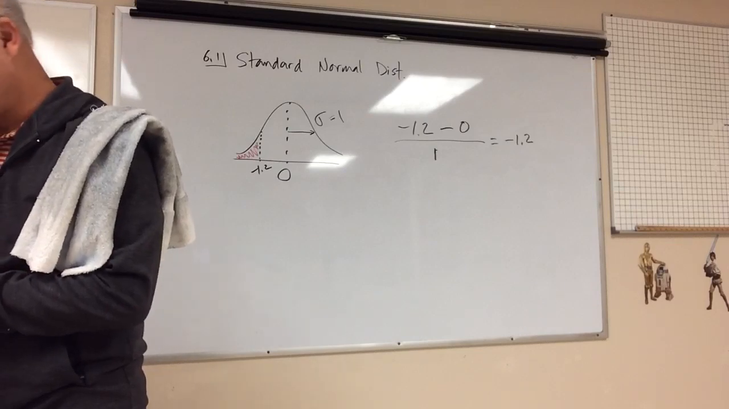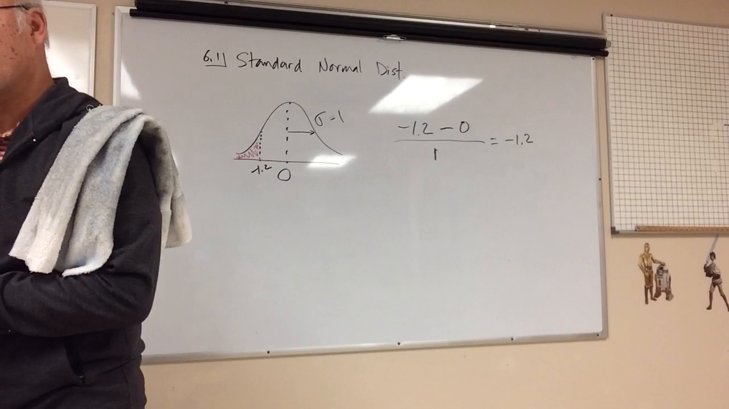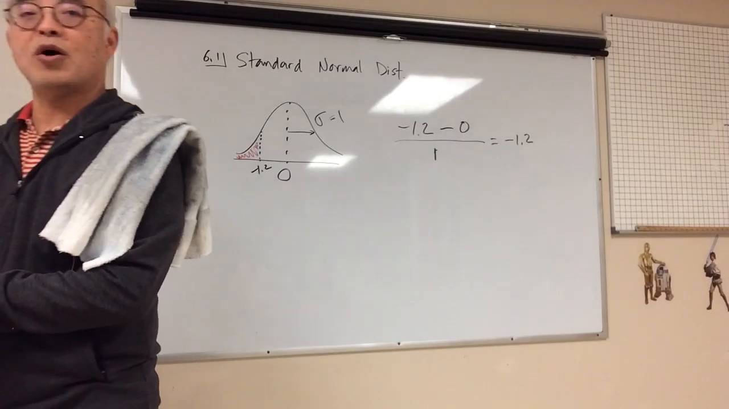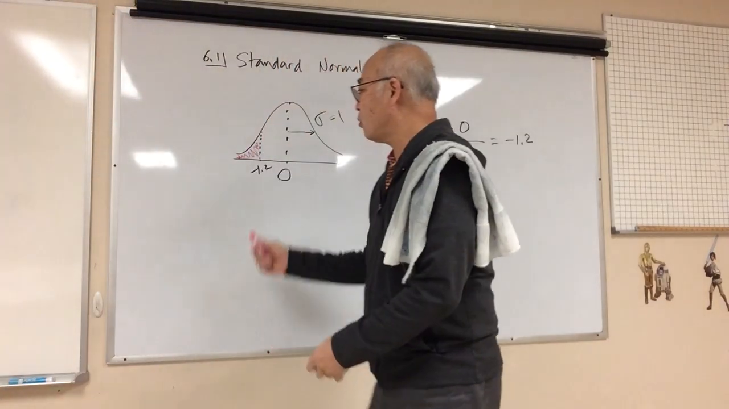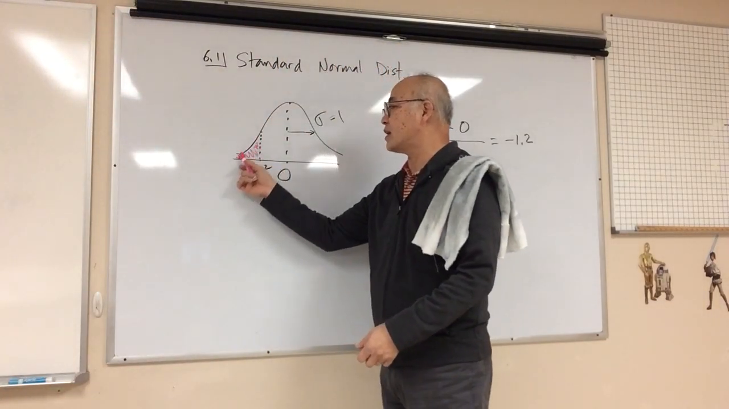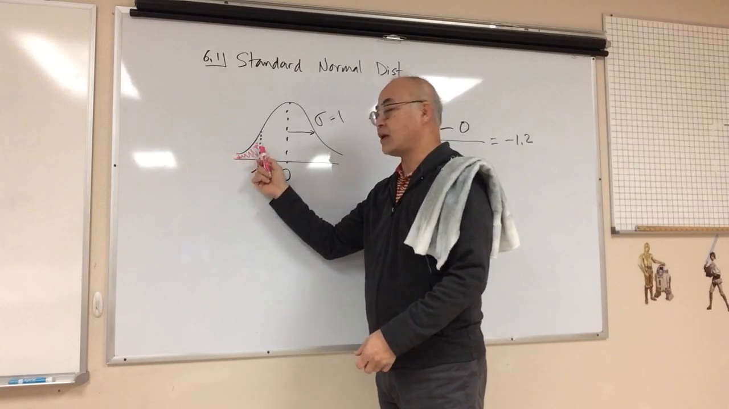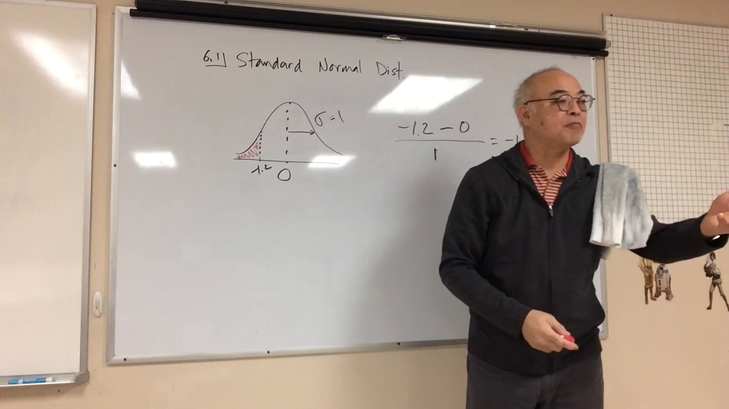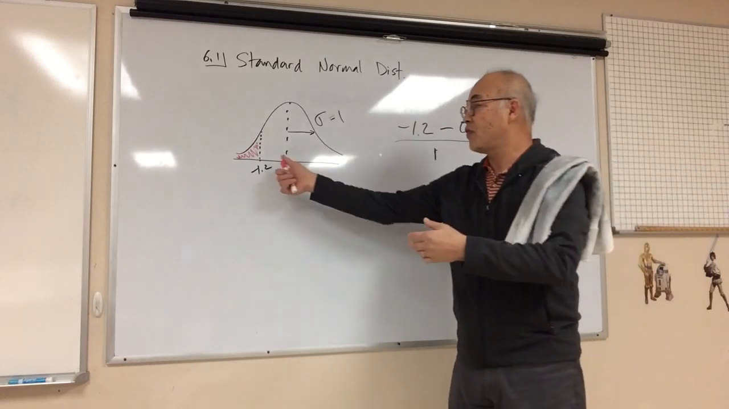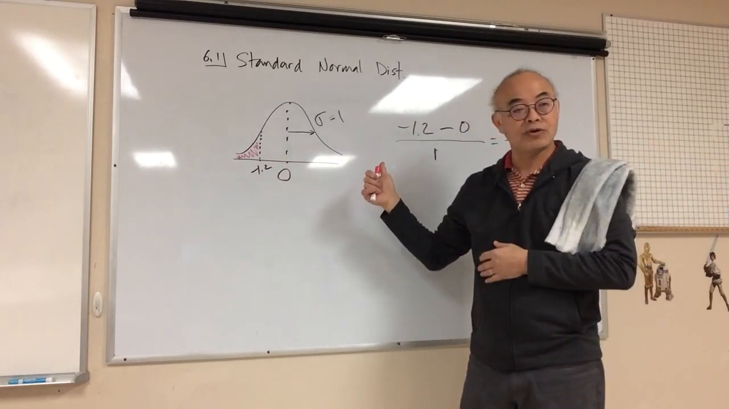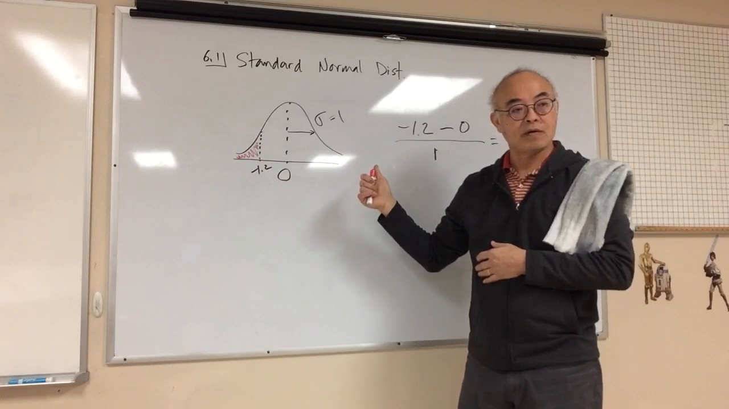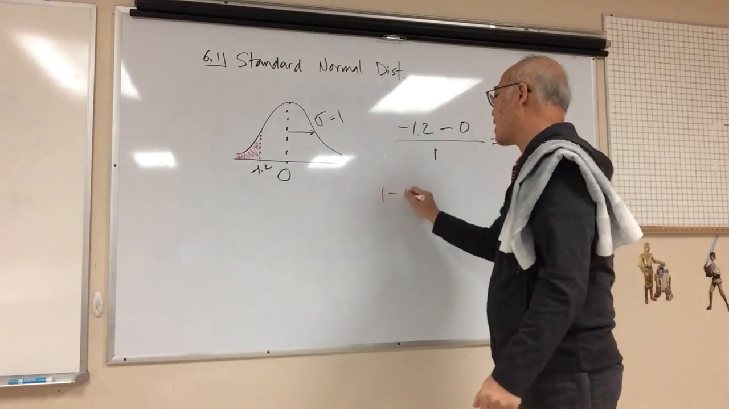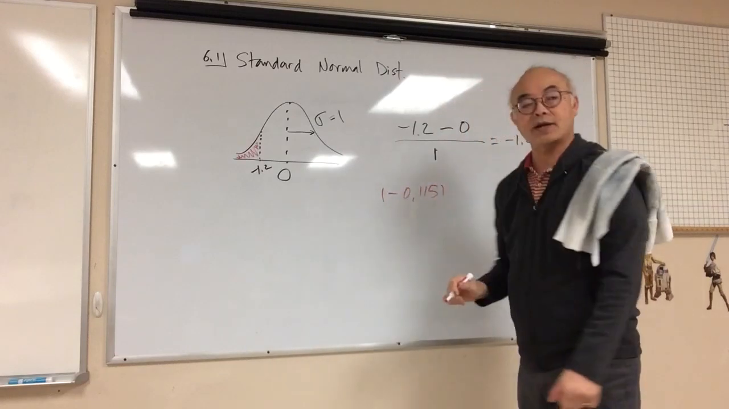And that reads off as what, Isaac? What did you read? 0.1151, right? So that 0.1151 is what was here. The probability of being here is 0.1151. If I asked you what is the probability of being on this side of negative 1.2, what would your answer be? It's 1 minus the 0.1151, correct?